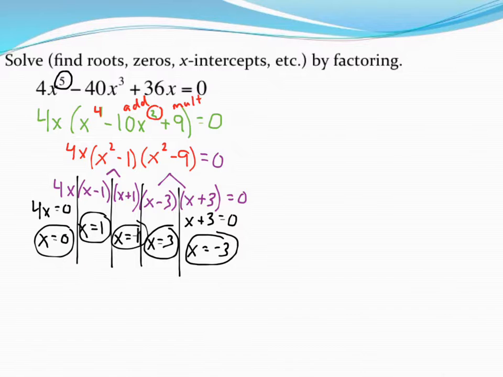So remember, that highest exponent tells you how many answers you have. I have 1, 2, 3, 4, 5 answers this time. Again, if you want to skip to the end, I'll show you a way to check these using your calculator.